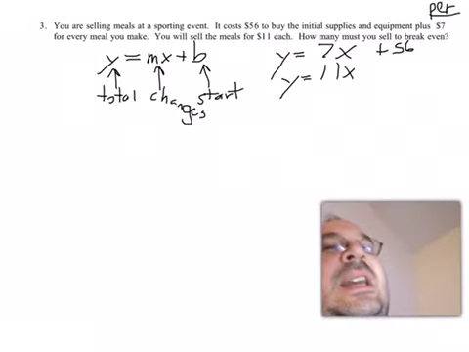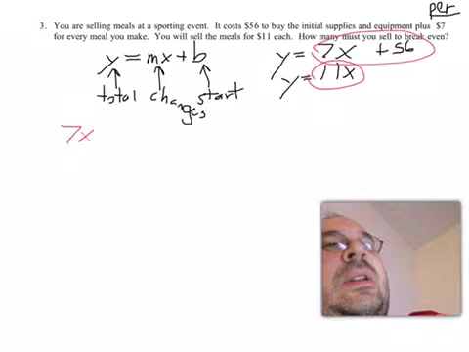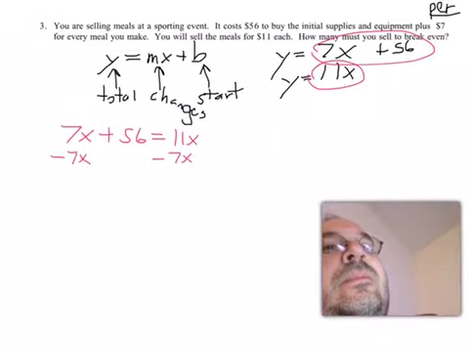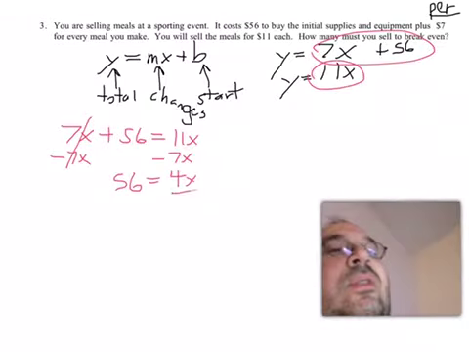And I'm going to set each piece equal to the other. So this and this, I'm going to come over here and set them equal to each other. Okay? And then I'm going to combine like terms. So I'm going to subtract 7x from both of them. And the 7x cancels on the left. And on the right, I end up with 4x. And then I'm going to divide by 4.